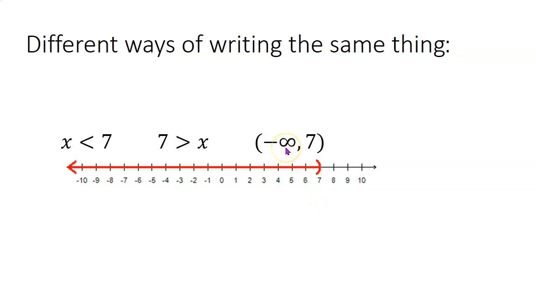Notice we always put the smaller number or symbol on the left and the bigger one on the right when we write the interval notation, because we're always going from left to right along the number line.